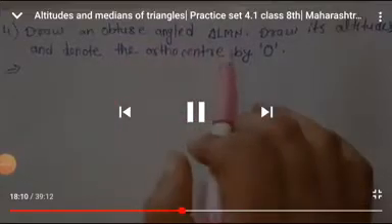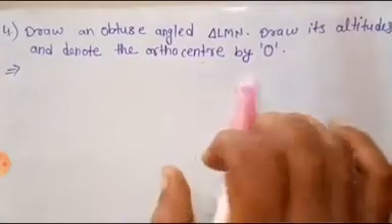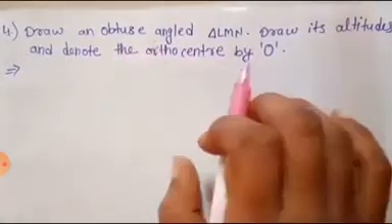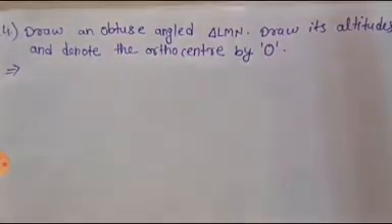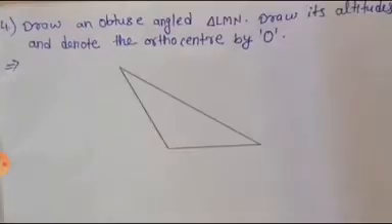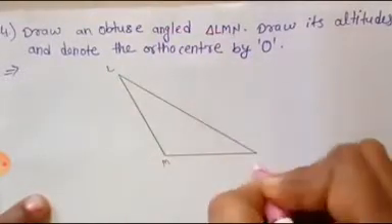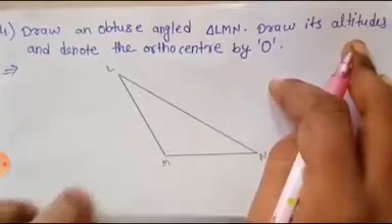Students, we will start the main question number 4. Draw an obtuse angle triangle LMN. Draw its altitudes and denote the orthocenter by O. Altitude means three altitudes intersect each other at a certain point. That point is called the orthocenter, and it is always denoted by O. So first of all, we will draw one obtuse angle triangle LMN.